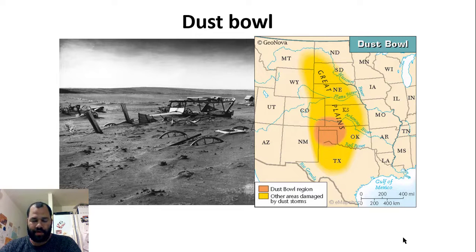One of the best known examples for soil erosion is called the Dust Bowl phenomenon. This phenomenon happened during the 1930s in the United States. As you can see in the map, the area that is colored in orange and yellow covers a huge part of the land in the Midwest of the United States.